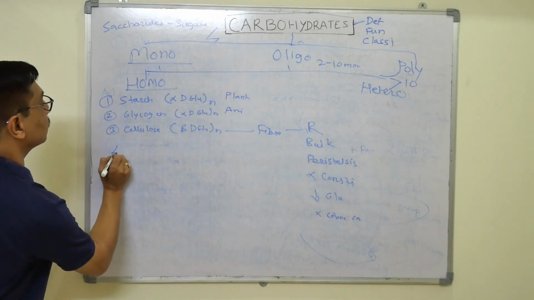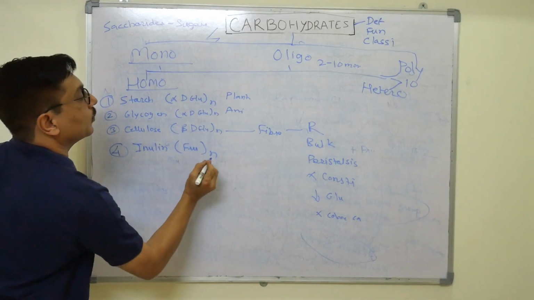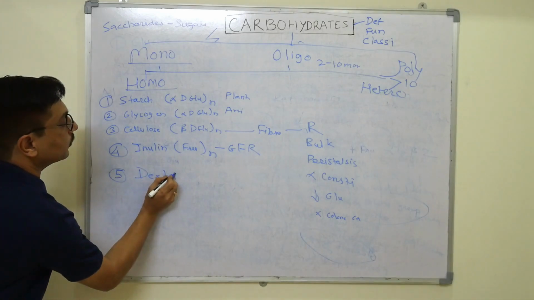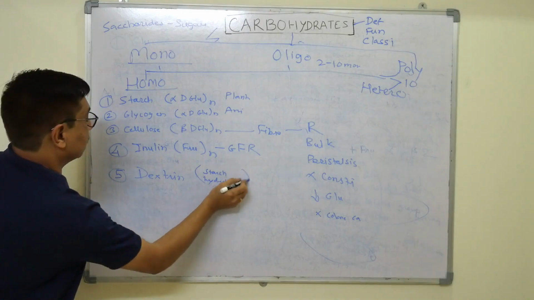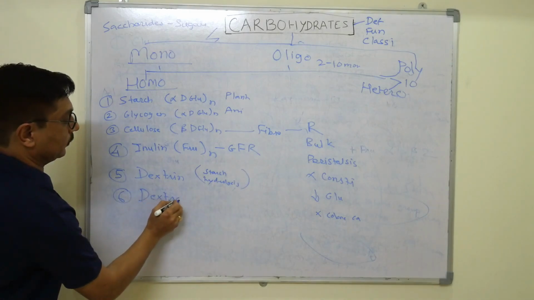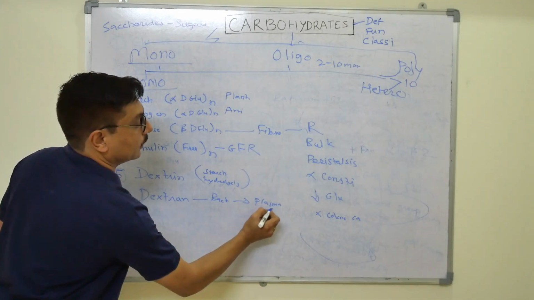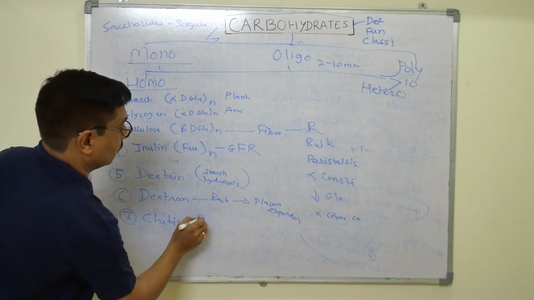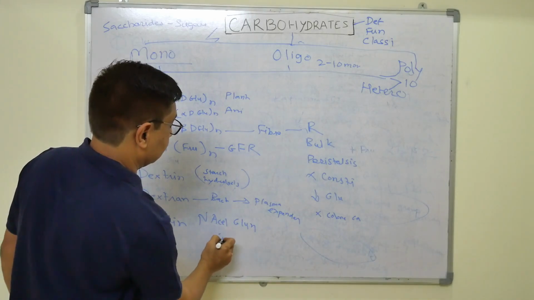Another homopolysaccharide, inulin, is a polymer of fructose. It is used for measuring glomerular filtration rate. Dextrins are the intermediate hydrolytic products of starch. Dextrans are bacterial and yeast polysaccharides. They are used as a plasma volume expander. Chitin is a polymer of N-acetyl glucosamine and is seen in the exoskeleton of insects.